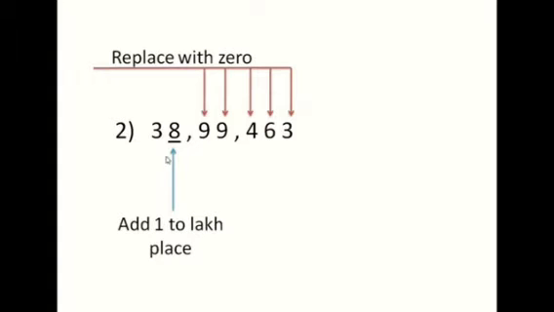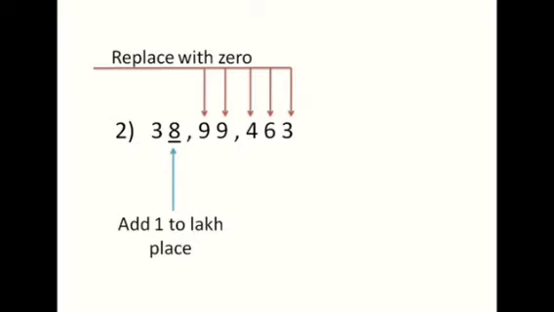So I am repeating one more time. Here the number is 38,99,463. As 8 is sitting in the place of 1 lakh, you have to check the previous one, that means 10,000. In the place of 10,000 it is 9. So 9 is more than 5. So you have to add 1 to this 8. And you have to replace 10,000, 1,000, 100, tens and units or ones with 0.